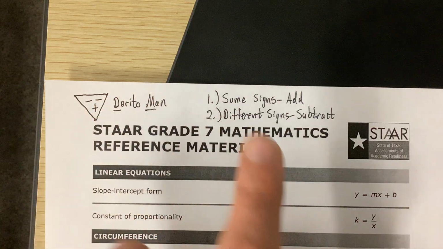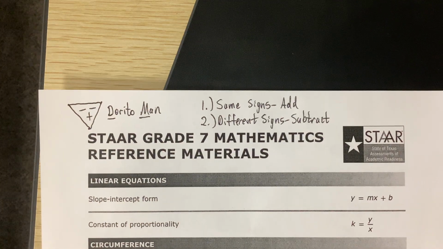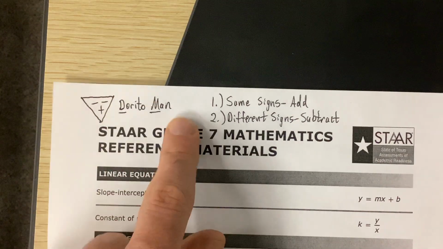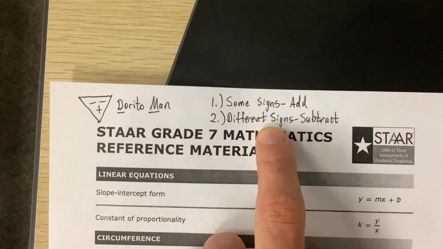So these rules are very, very important because they show up in so many different things. You have to know how to deal with your signs. If you're dividing or multiplying, use the Dorito Man rules. If you're adding or subtracting integers, you're going to use these rules.